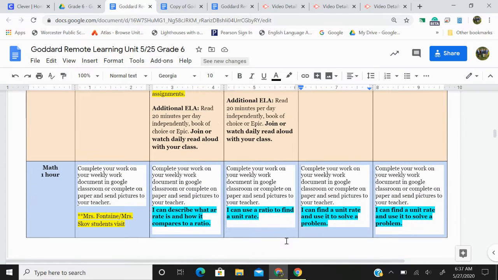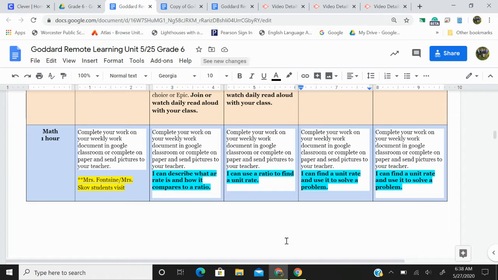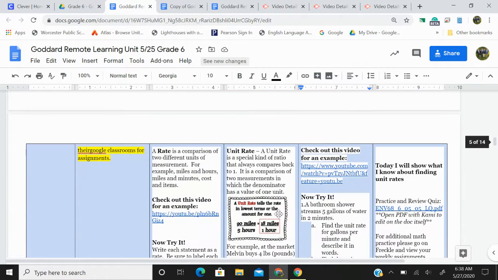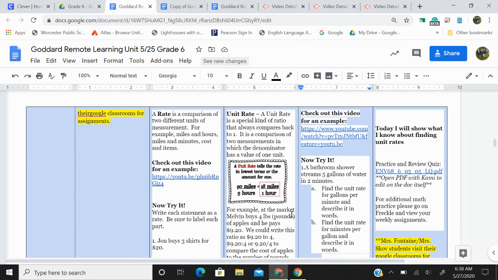For math, which you should also be doing for about 1 hour, your objective: I can use a ratio to find a unit rate. A unit rate is a special kind of ratio that always compares back to 1. It is a comparison of two measurements in which the denominator has a value of 1 unit. And here's a little visual to help you out.